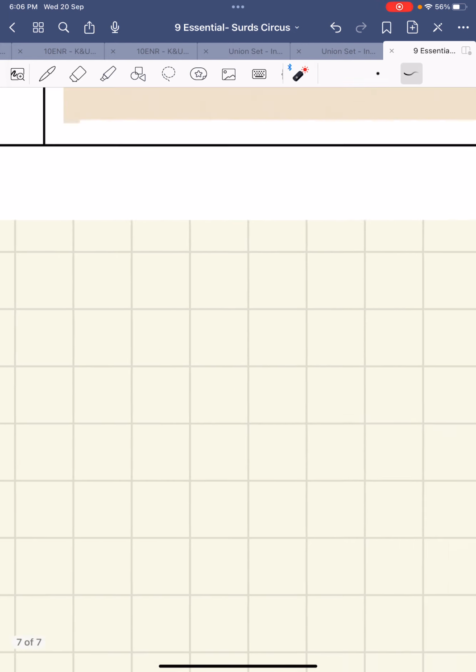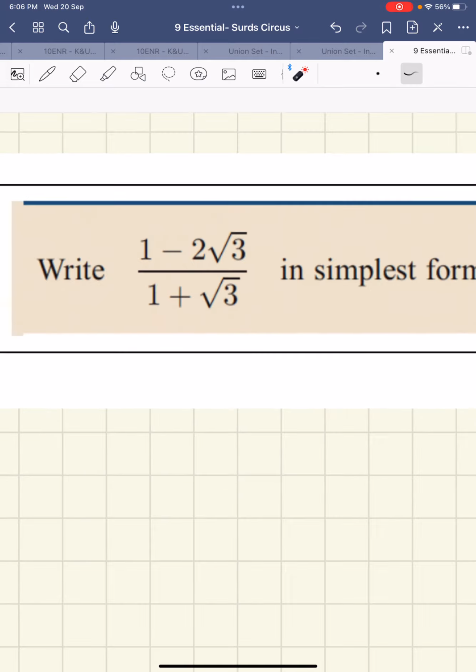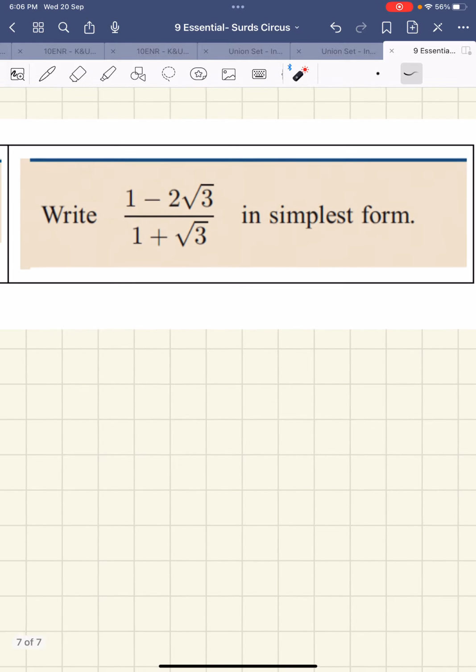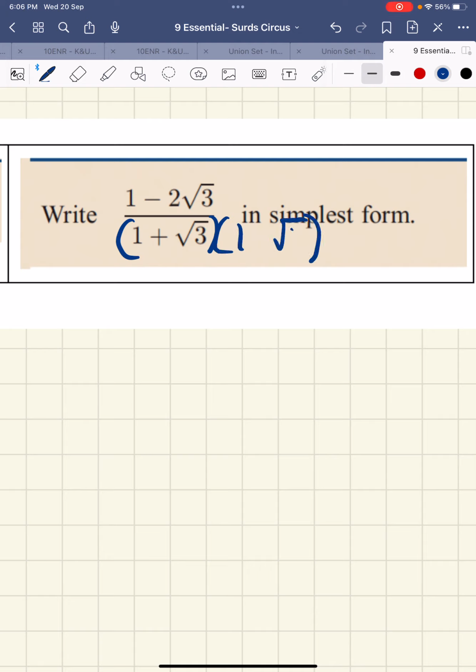One more question. Let's have a little look at it. So that might be, we'll try this again. So what do we do? We take the denominator, we copy and we paste it, but we do a sign change for the plus to the minus. And whatever we do to the bottom, of course, we must do to the top.